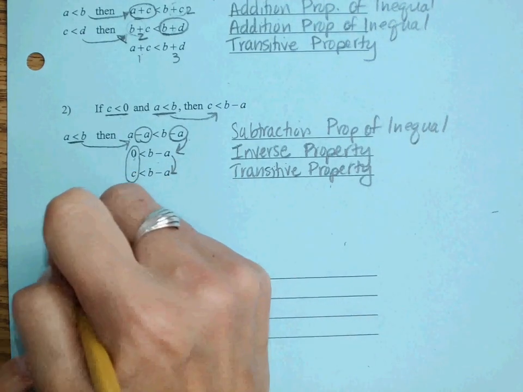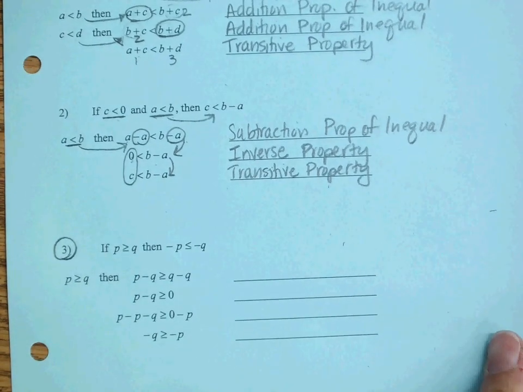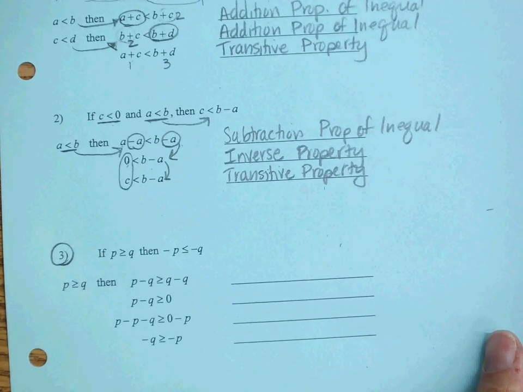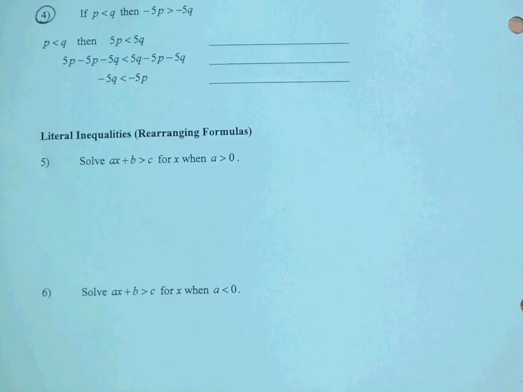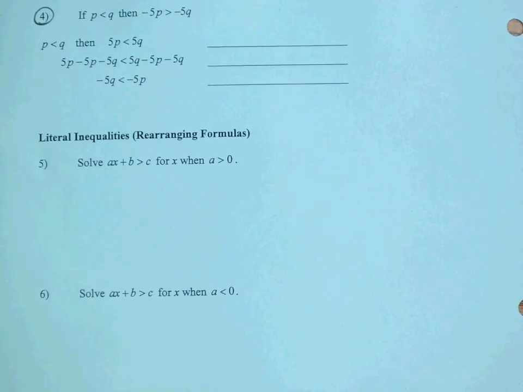We're going to do 3 together in class, because I know this stuff is challenging, so we'll do a few more together in class. We're going to do 4 together in class because, again, it's challenging. It's good that we talk it out and I can answer questions. We're going to do literal inequalities right now, so we'll do 5 and 6 together.